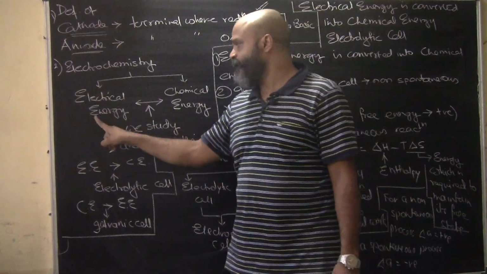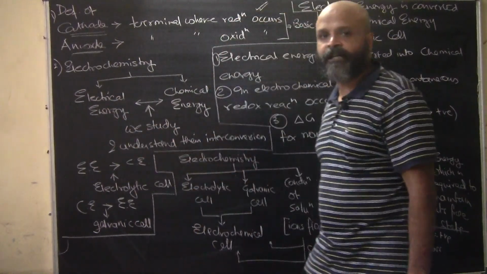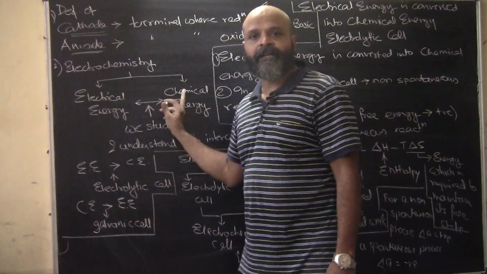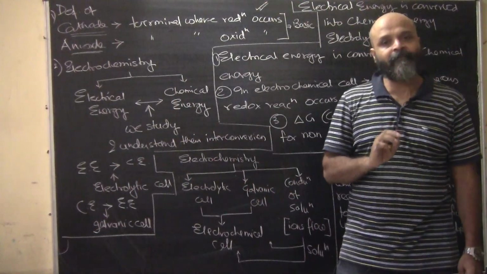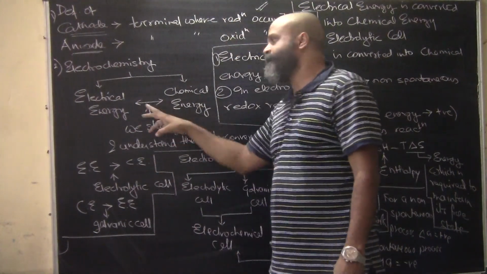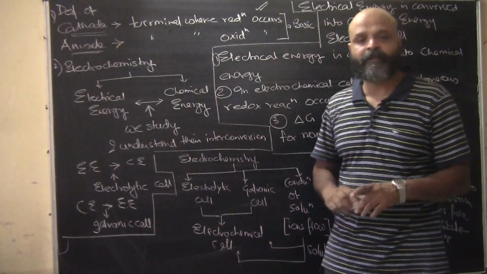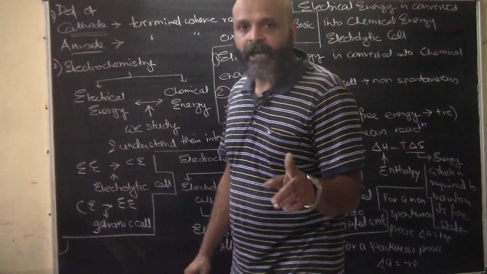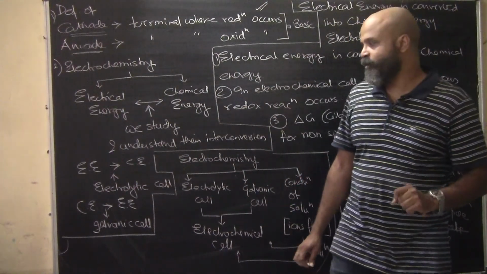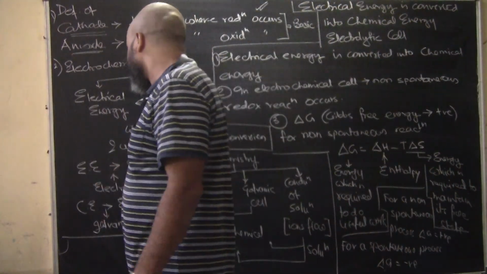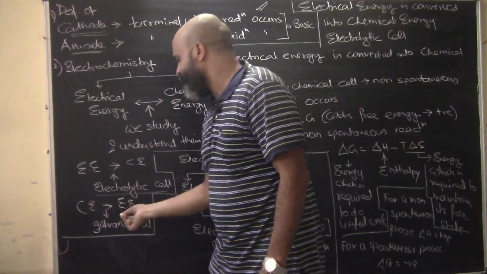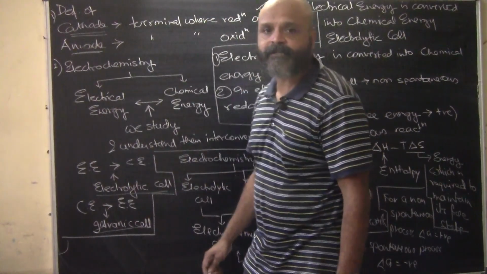Okay, now when we come to electrochemistry, what is it that we are going to study? The first thing is electrical energy getting converted into chemical energy. So we study the interconversion between electrical and chemical energy. We try to understand how this interconversion happens, and it has a definite path from electrical energy to chemical energy, or from chemical energy to electrical energy. When electrical energy is converted to chemical energy, it is an electrolytic cell, and when chemical energy is converted into electrical energy, it is considered a galvanic cell.